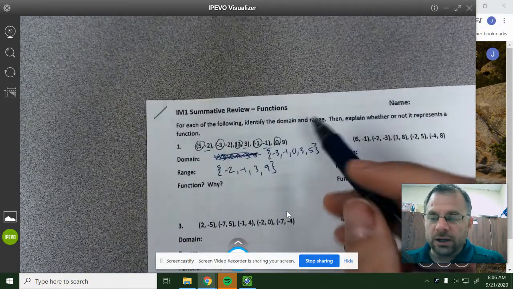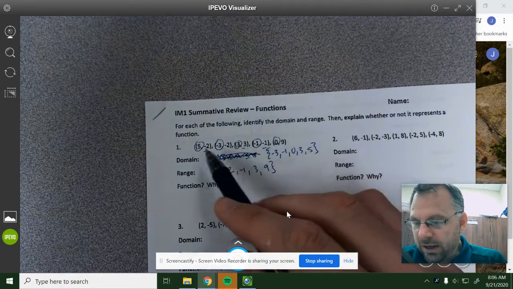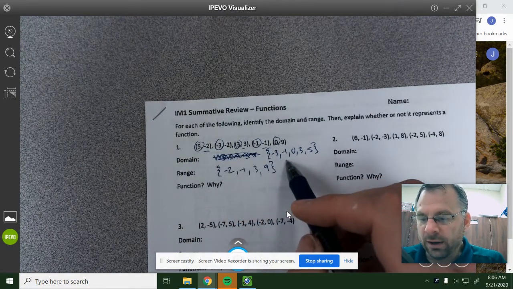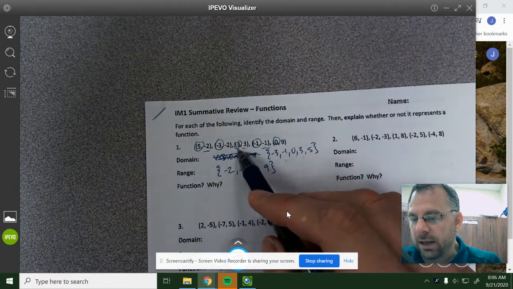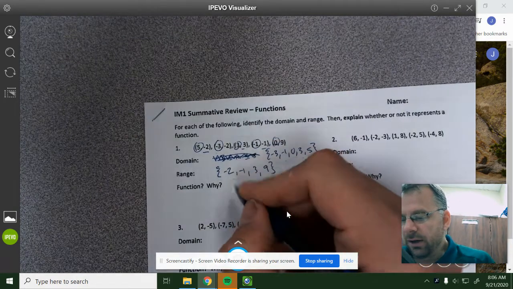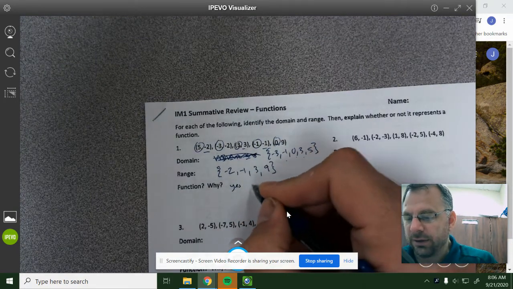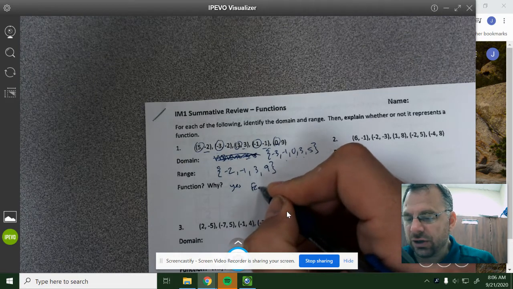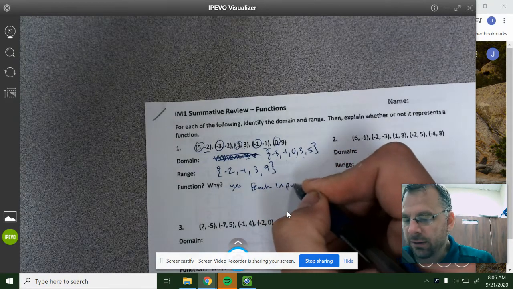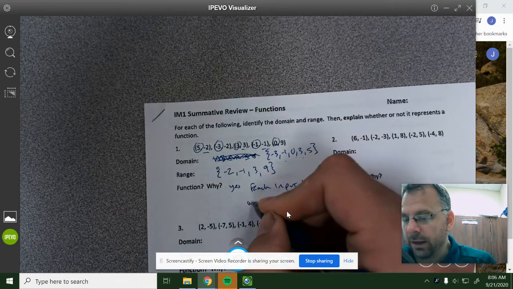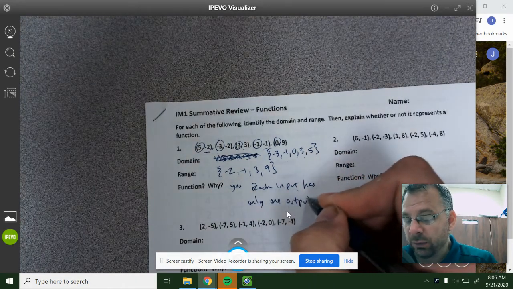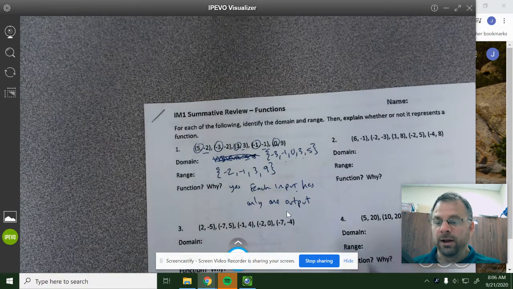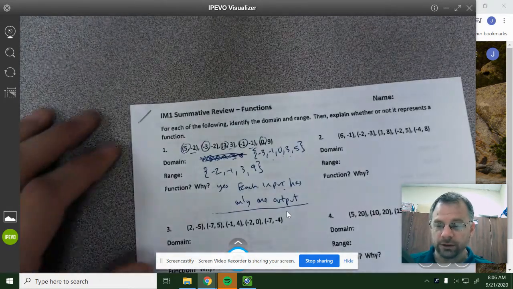But here, each input, the input of -3 has only one output. -1 has only one, 0 has only one, 3 has only one, and 5 has only one. So this is a function, yes, and I would say because each input has only one output, and that's what you would write for each of these, which I'm not going to repeat for every single problem, but that's what you would write for all these.